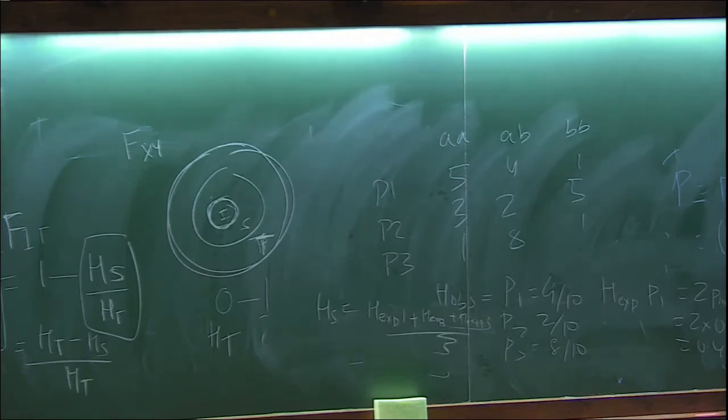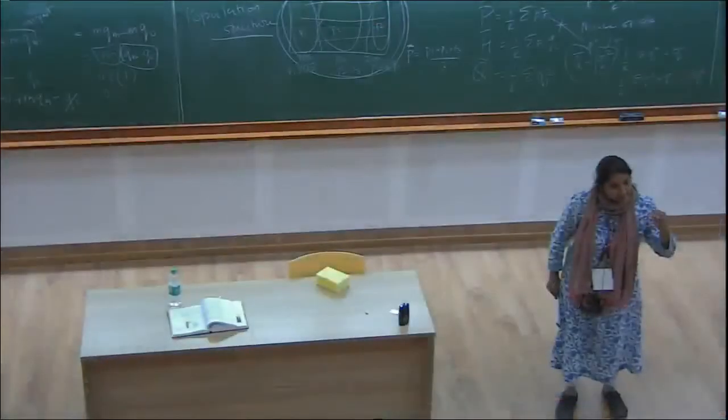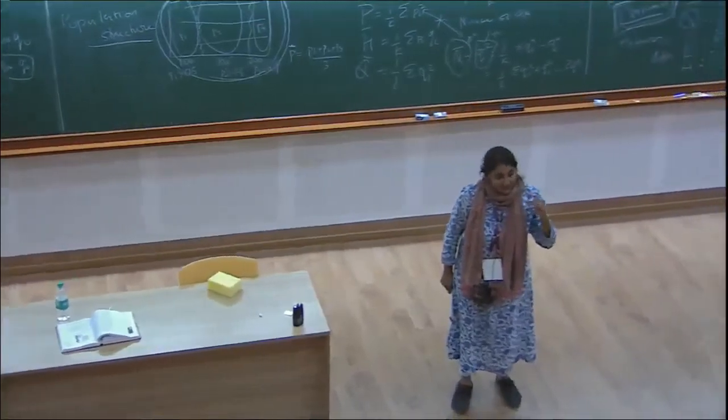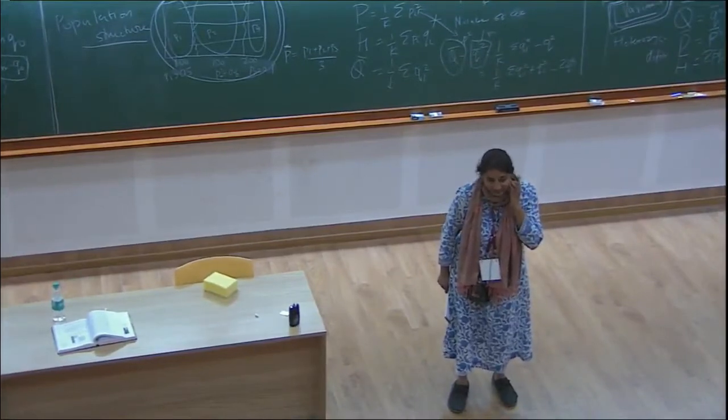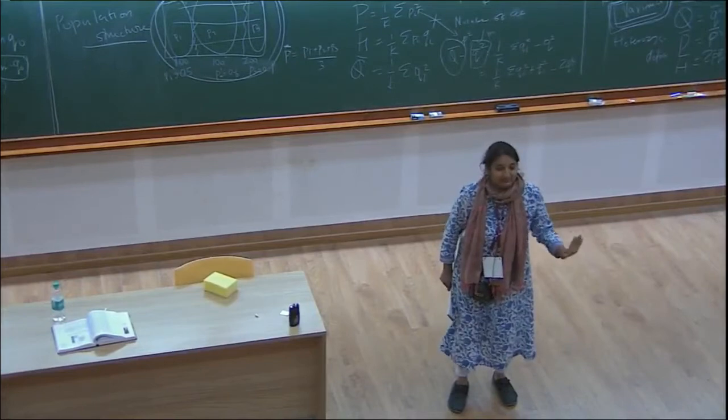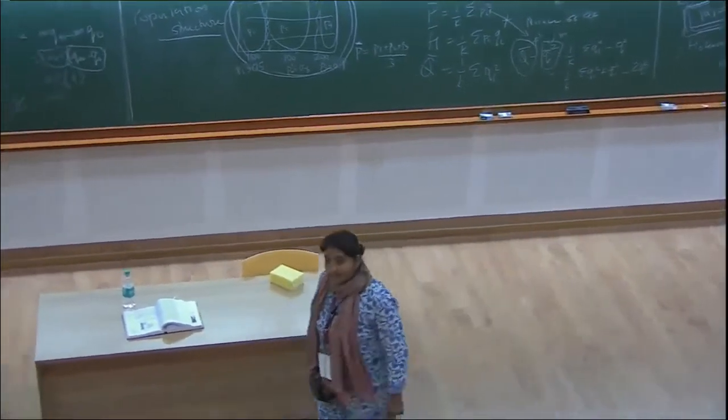Anubhav, want to say something? Yeah. So HT is the expected heterozygosity of the total population, given that you don't know that there are populations. And HS is considering the subpopulations, expected in each of the subpopulations and then an average. Yeah. Okay. And HI, why is HI?